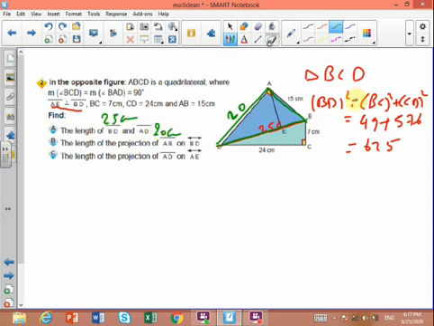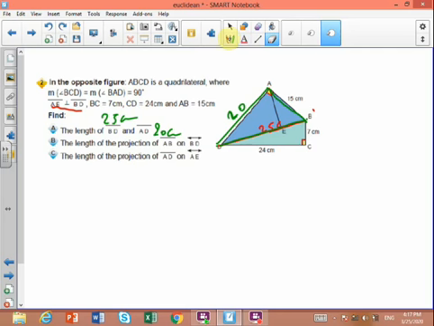What about the next one? He wants me to get the length of the projection. Remember the projection. He didn't say the length of the side. He wants the length of the projection of AB. Let's see where is AB. This is AB. He didn't want AB, AB is 15. The length of the projection of AB on what? On BD. Please make your line very clear to get the projection.